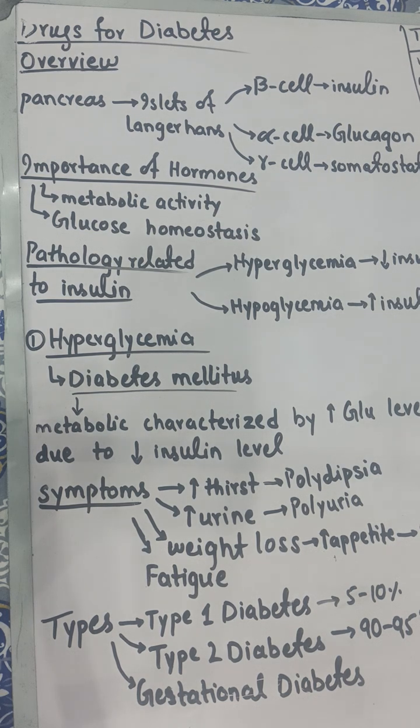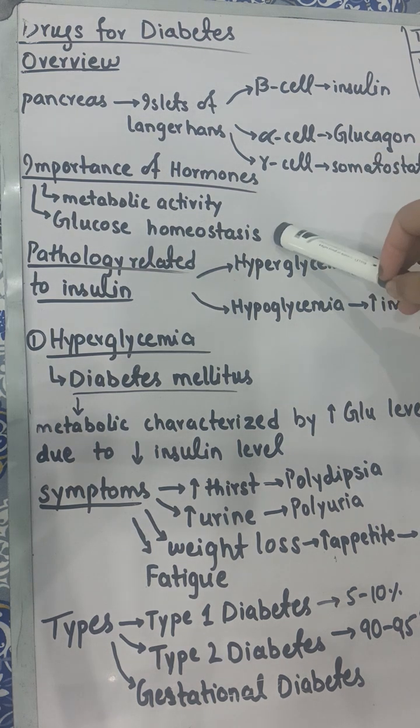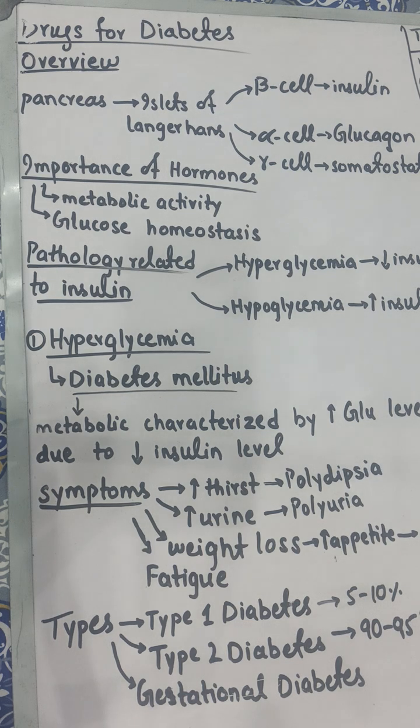So let's discuss the importance of hormones and the importance of insulin. It plays an important role in metabolic activity and glucose homeostasis. Homeostasis means balance. So it maintains the balance of glucose inside your body, not increasing the concentration of glucose and not decreasing the concentration of glucose. It maintains the glucose concentration in a normal or balanced way.